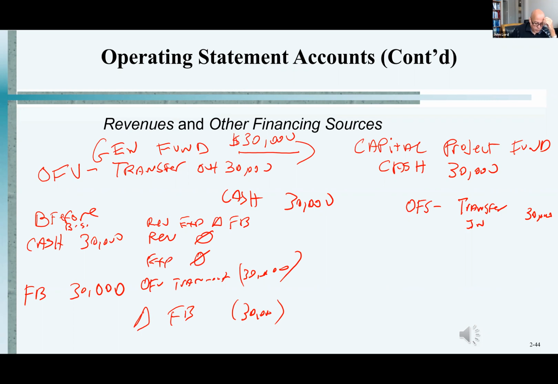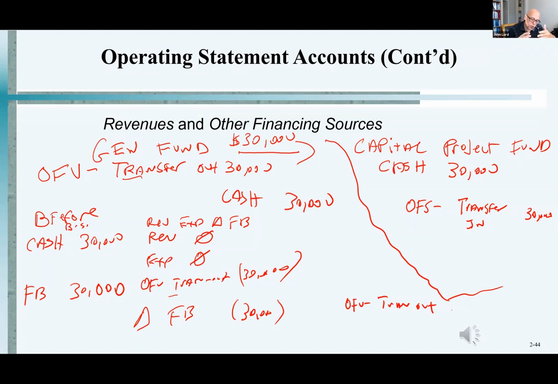Then what they'll do is they need to, just like any income statement, you have to close your proprietary accounts. You close the income statement accounts. So they will have to do what? To close this other financing use, since they debited it, to close it, they'll have to do what? They'll have to credit other financing use. And guys, I'm still in the general fund here.